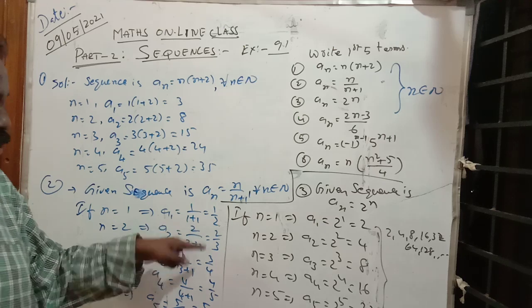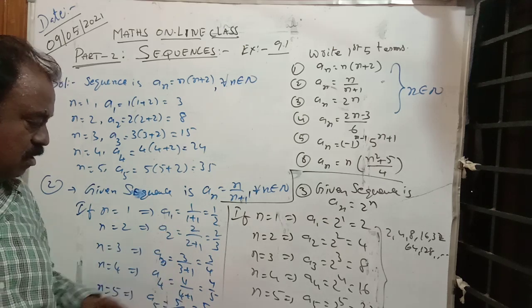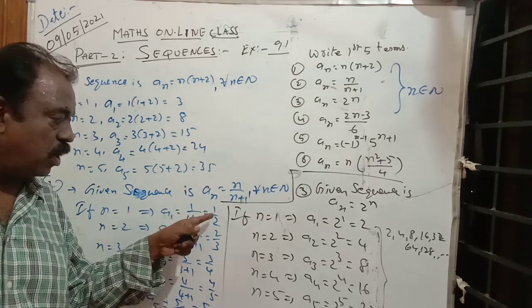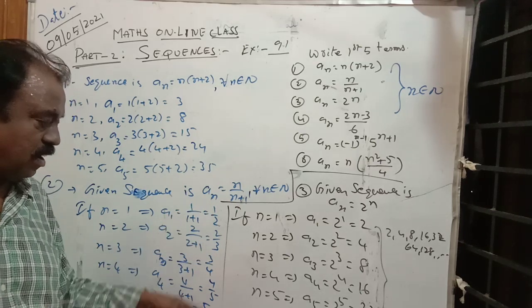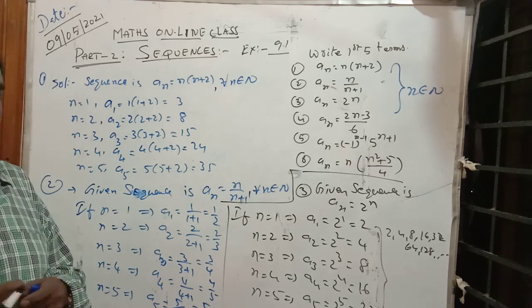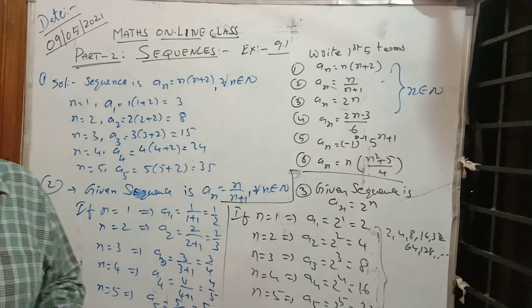Here it is 1 by 2, 2 by 3, 3 by 4, 4 by 5, 5 by 6. You see, the denominator is 1 more than the numerator, in all of these. Okay, like that you have to find it.